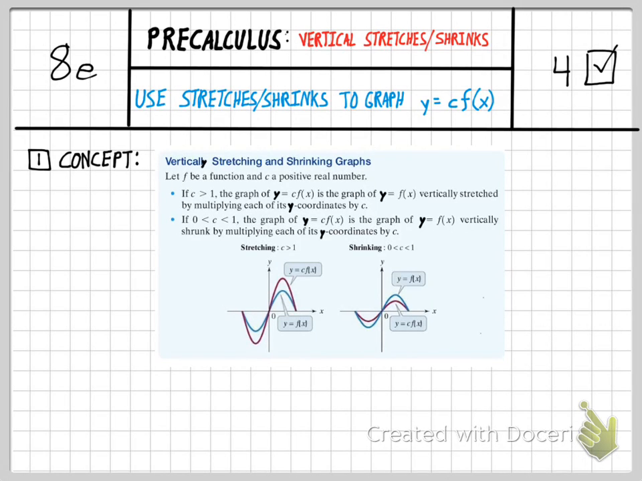Alright, this is Precalc concept 8e. I'm talking about vertical stretches and shrinks of a function. 4 boxes. Box 1 is a concept. This is straight out of your book.